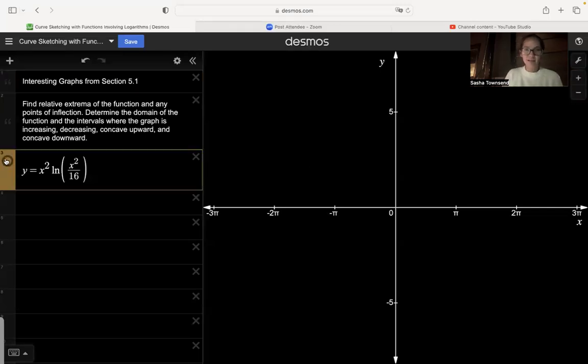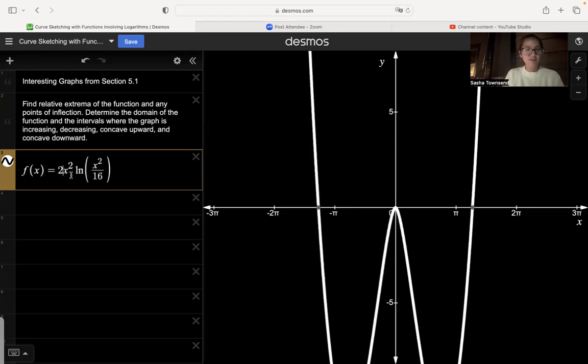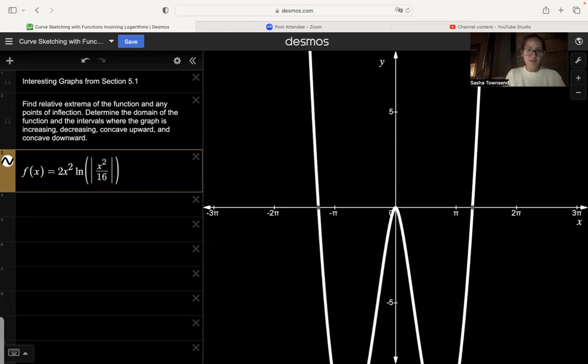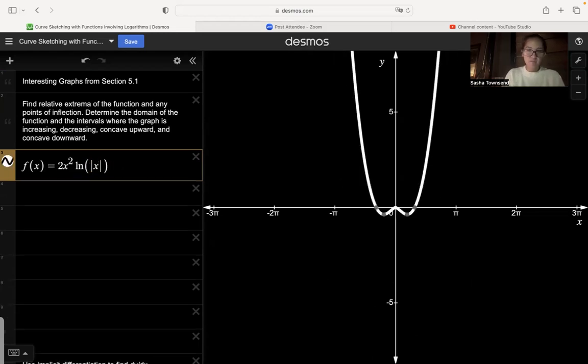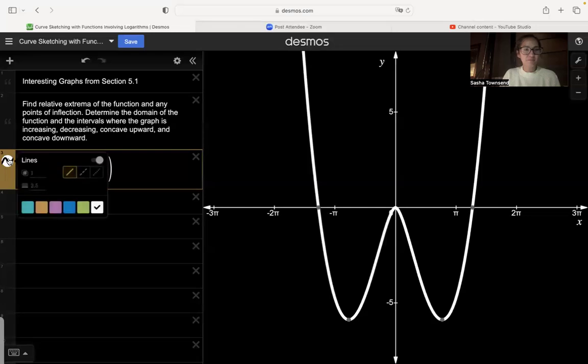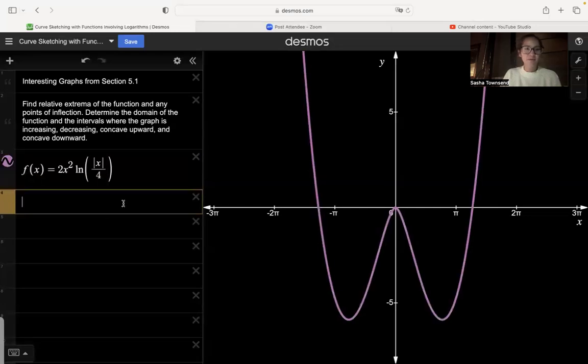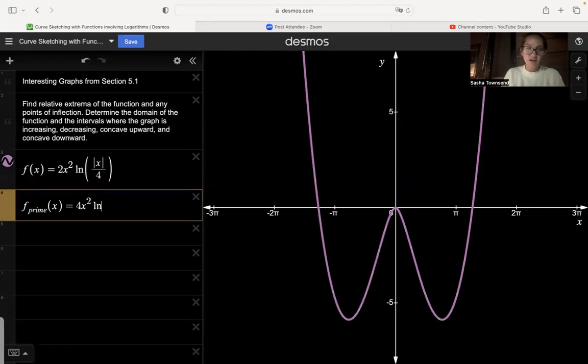Okay, so this is our function y. Looks roughly like that. And I think I should call it f of x so that it has a better name. And then we said if we wanted to, this is x squared divided by 4 squared, so we can bring a 2 out front and just call this the absolute value of x divided by 4 instead. And then we see it's the same graph. And we said, okay, what is f prime? We did a bunch of calculations and we got 4x squared times the same logarithm that we have right there.